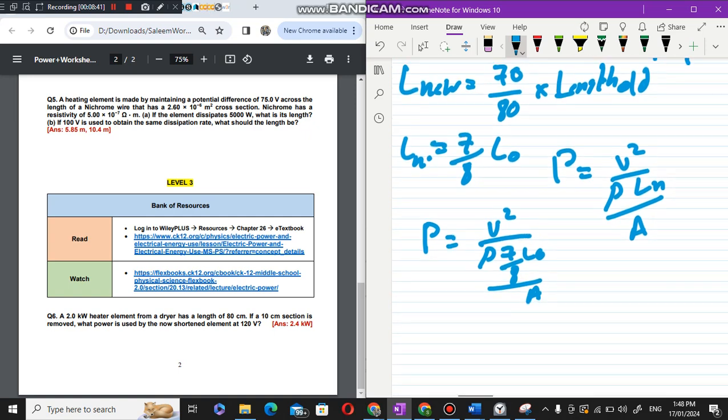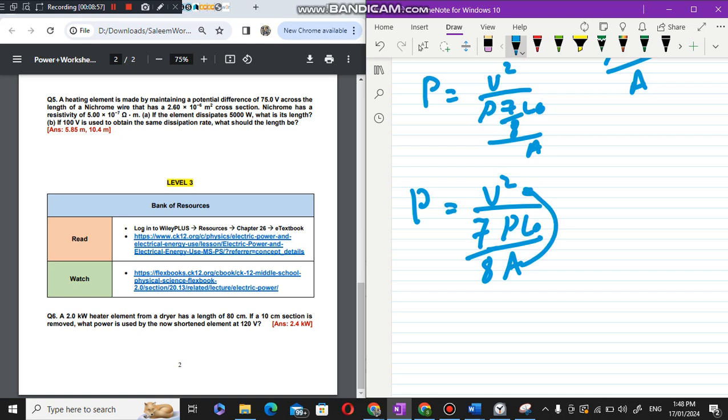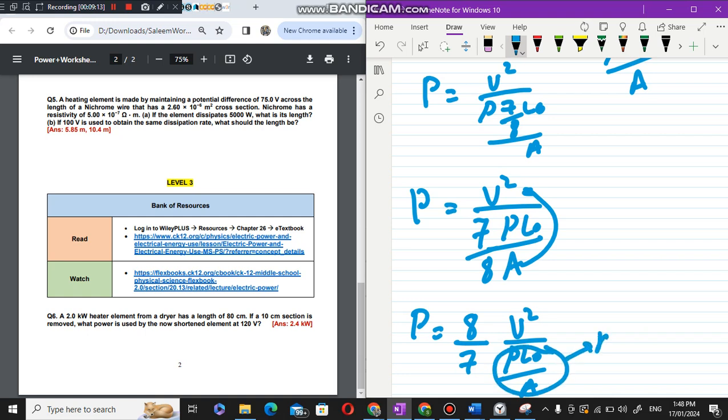So what's going to happen now? We want to rearrange this. So we can say power is equal to V squared over 7 over 8, and here we have rho, L old, and we have area. The area is not changing, and the 8 is going to go up, so power is equal to 8 over 7 times V squared over rho L old over A, and all of this is R old.